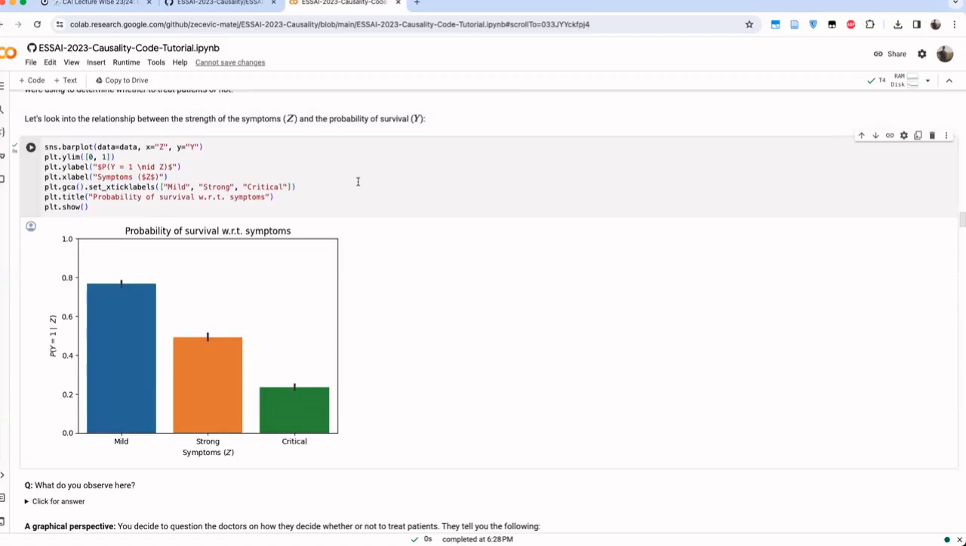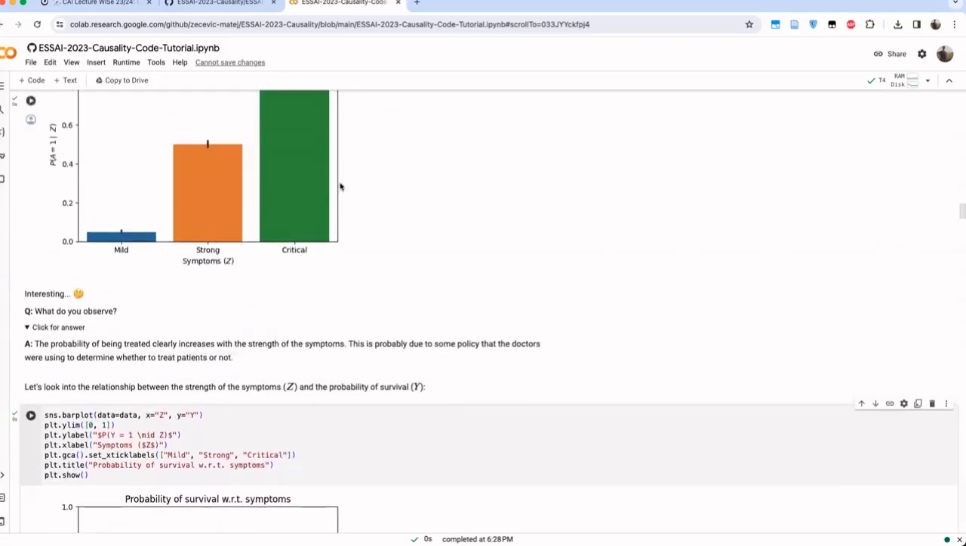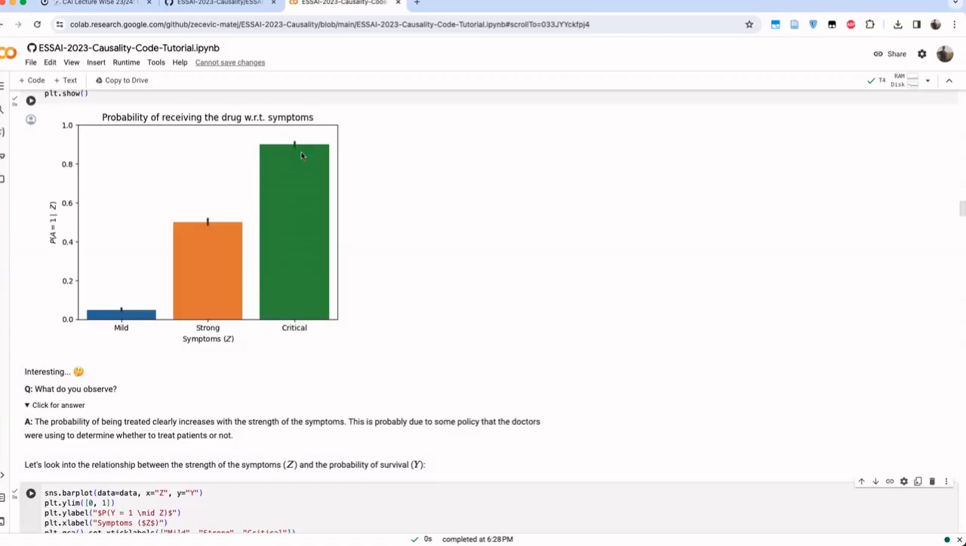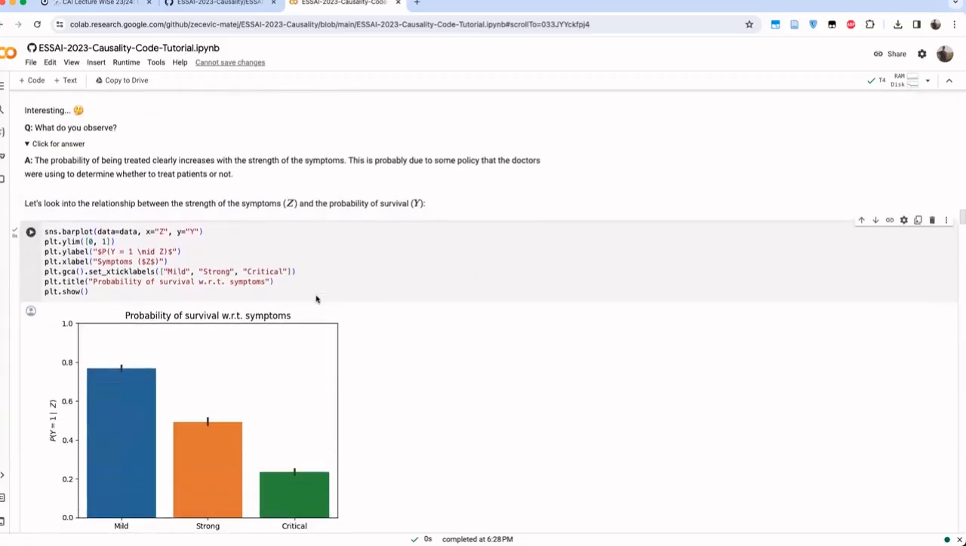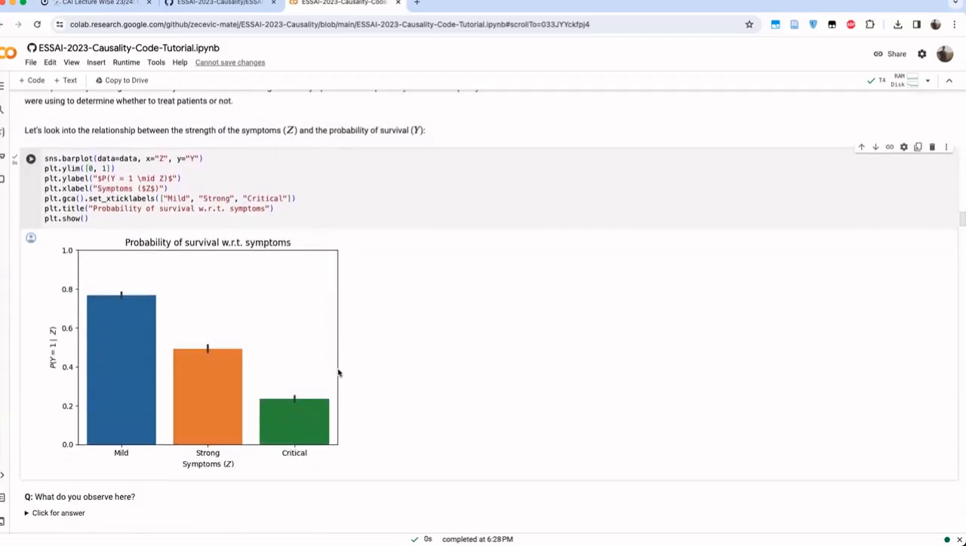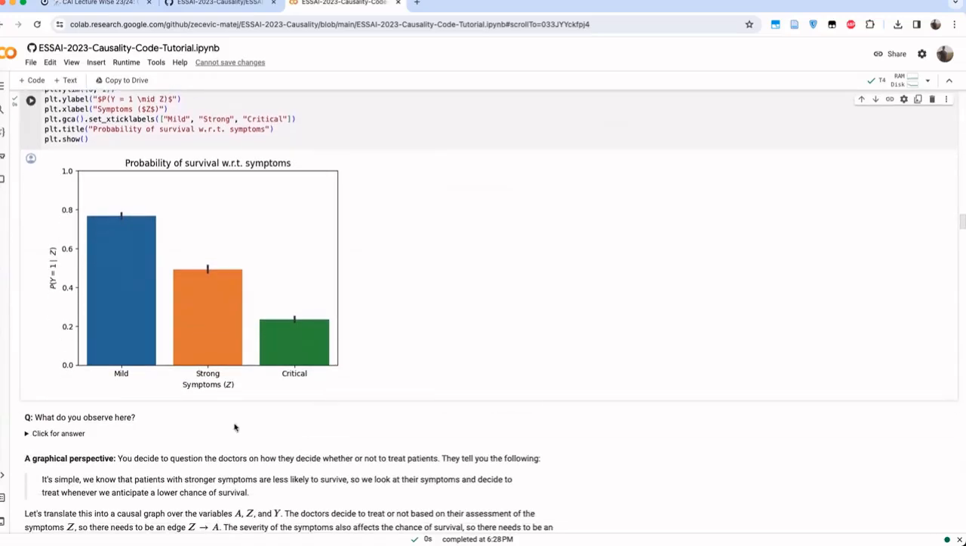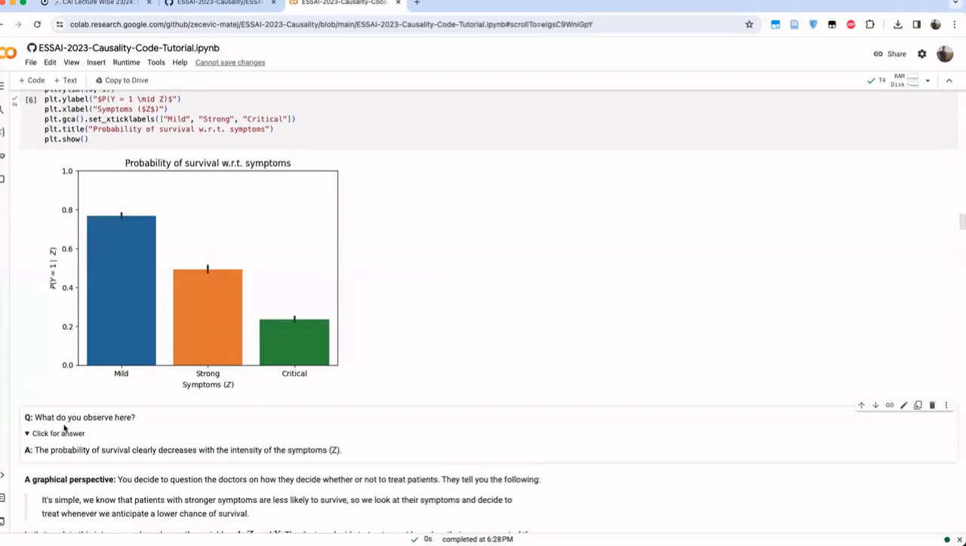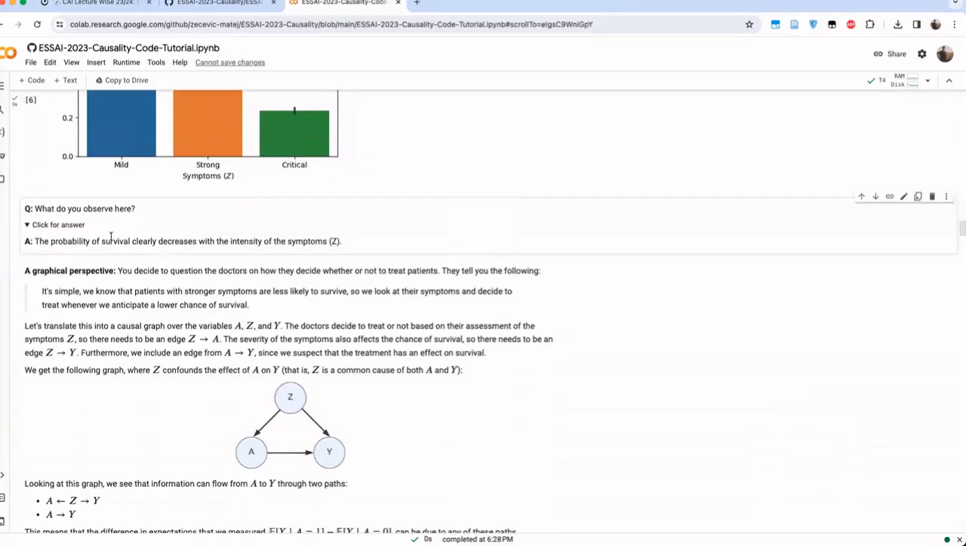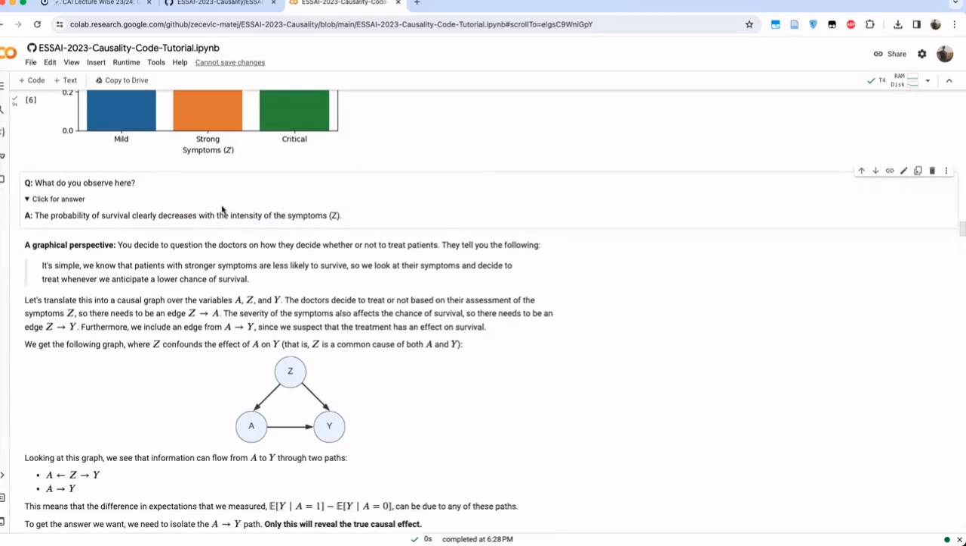And in general, independent of whether they had gotten the treatment or not, because obviously most get it, but still not all. Otherwise, this value would be 1. You still have people less surviving. So let's look here. What do we observe? The probability of survival clearly decreases with the intensity of symptoms. Exactly. Now, let's look at this from a graphical perspective, shall we?